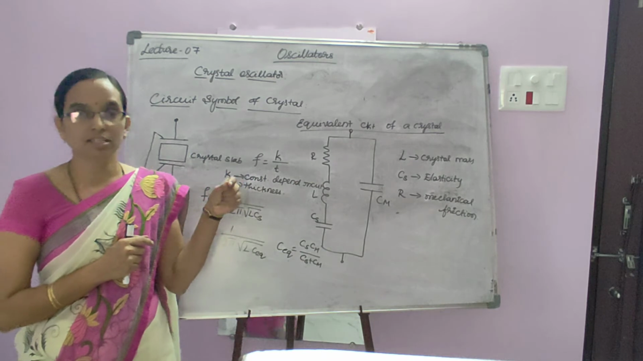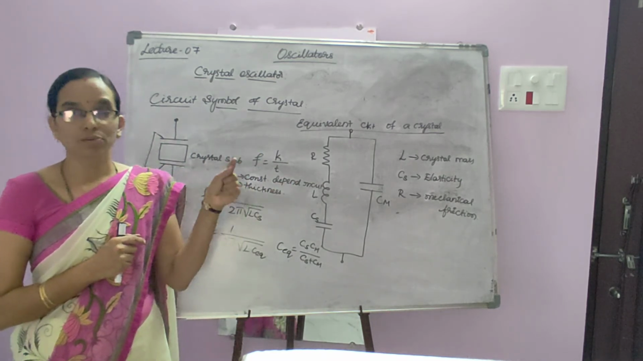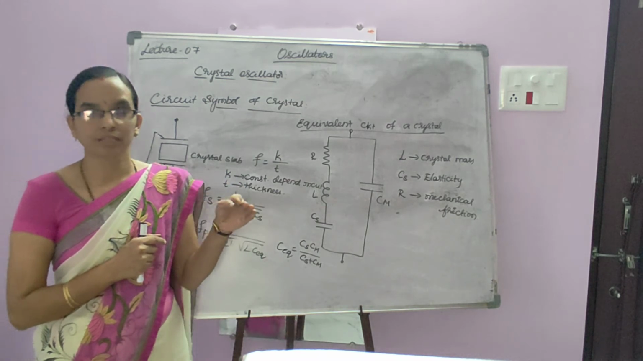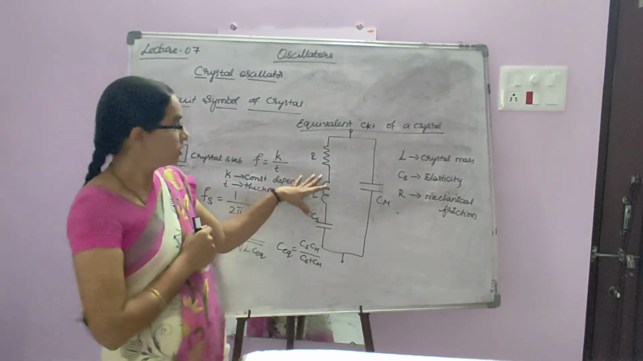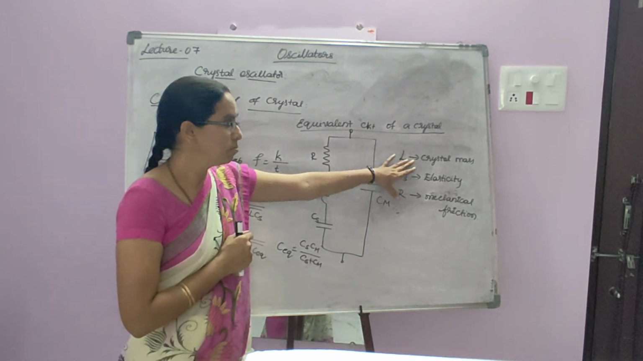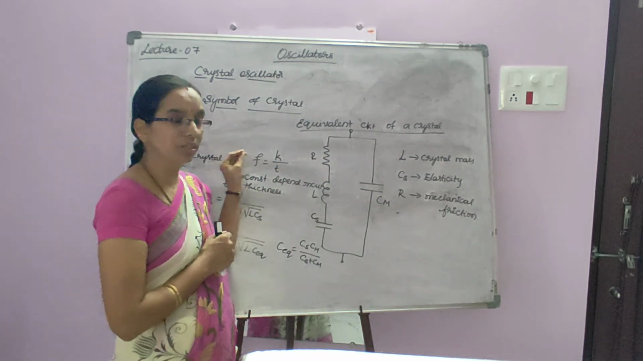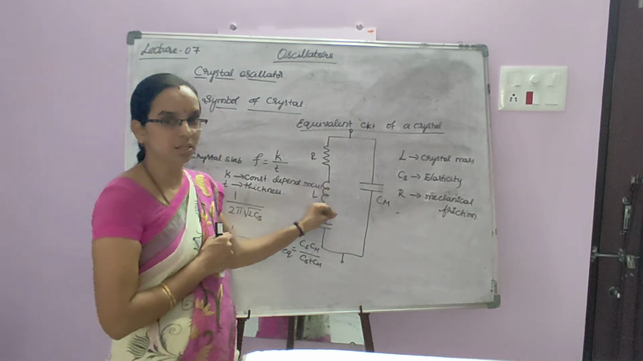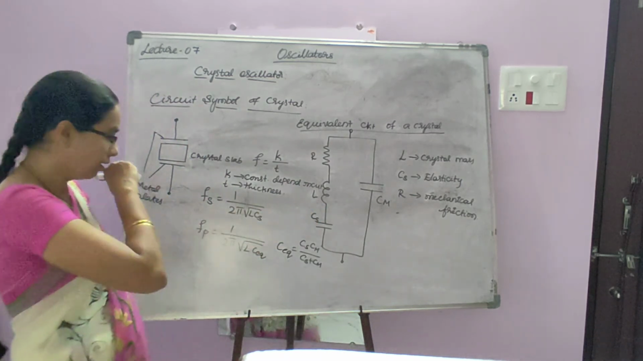Mechanical friction is, in a sense, the resistance to the force for the motion. Resistance for the motion of the crystal. So this is how you know about mass, elasticity and friction. So you can easily assume the crystal as the equivalent circuit, right?